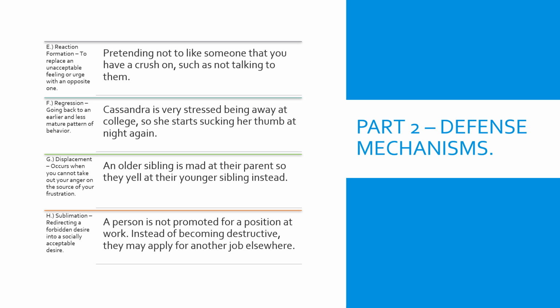Okay, some more here. So reaction formation. This is used to replace an unacceptable feeling or urge with an opposite one, such as maybe pretending to not like someone that you have a crush on, such as not talking to them. A lot of times we see maybe middle school kids will do this sometimes, or younger teenagers will bump by someone in the hallway at their locker, kind of push them around a little bit, and you might think they're being mean to them, but secretly they have a crush on them.